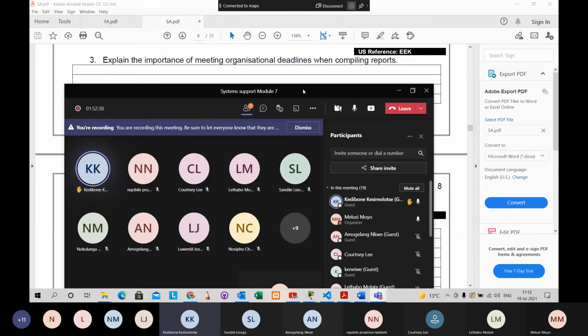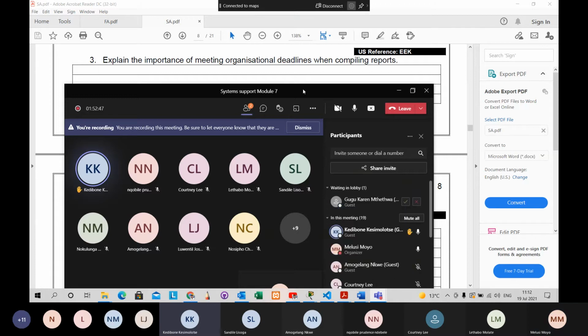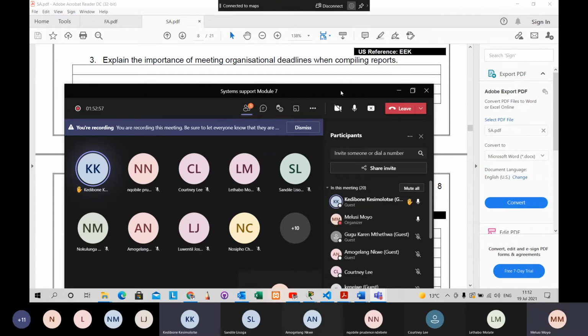No, Melusi, I wanted to add a contribution to what Sandile has said. I wanted to ask in regards to his answer, when he said that some organizations send you a link into your email address so that you can log in and use that link. Which department is that, if I may ask, Sandile?